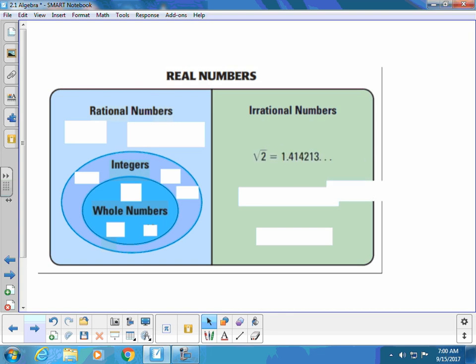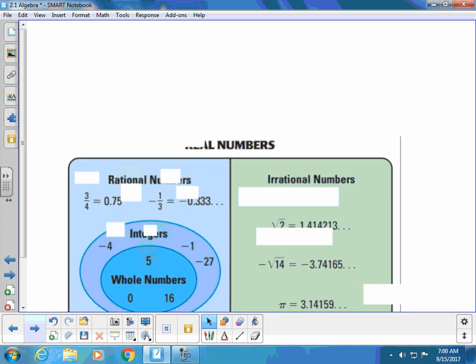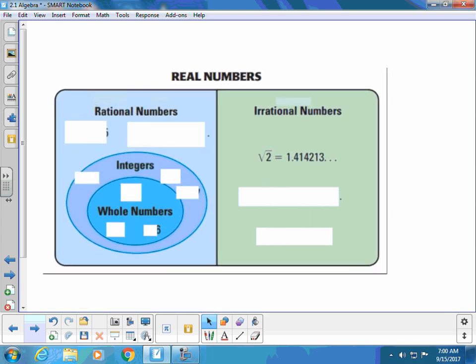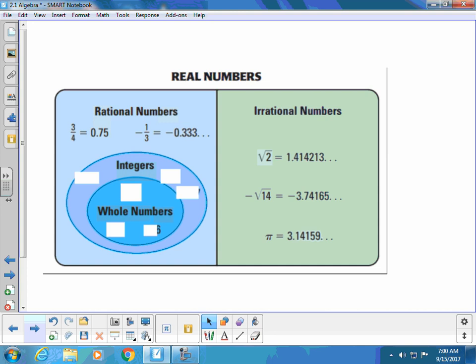So irrational numbers, they give you square root of 2. Oops, I uncovered everything accidentally. Square root of -14. Pi. Pi is definitely irrational. It goes on forever. That's the most famous irrational number. Can't believe I didn't think of that. And then rationals, you've got your fractions and your decimals that can be expressed as fractions.